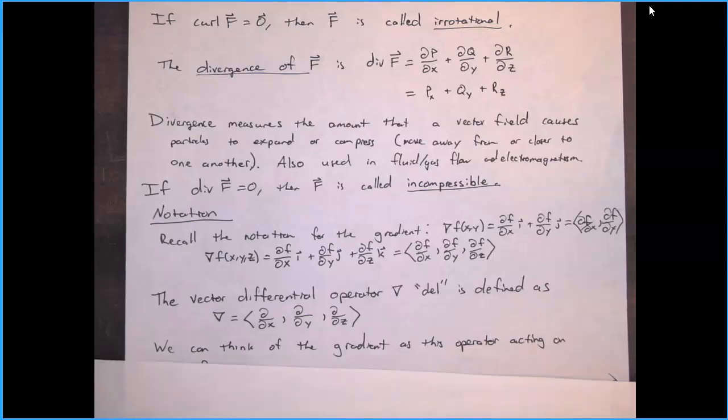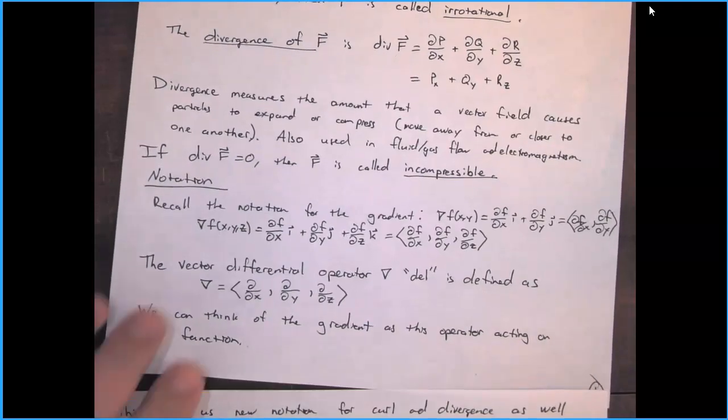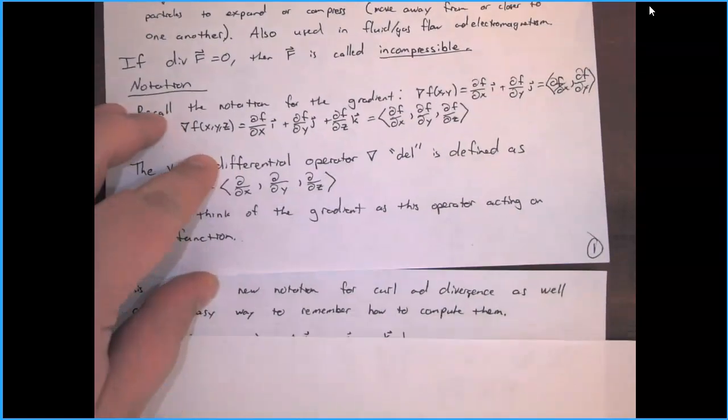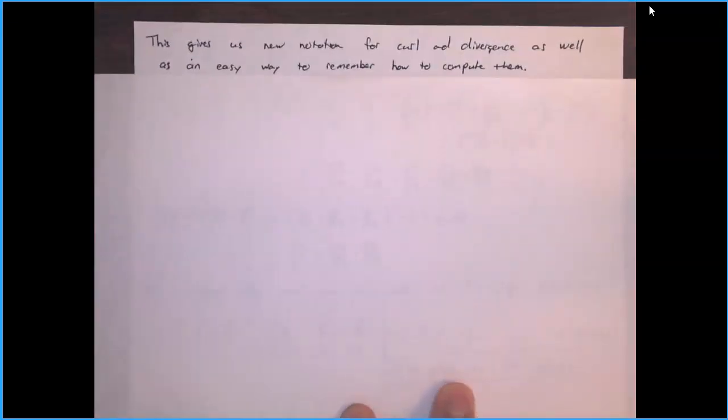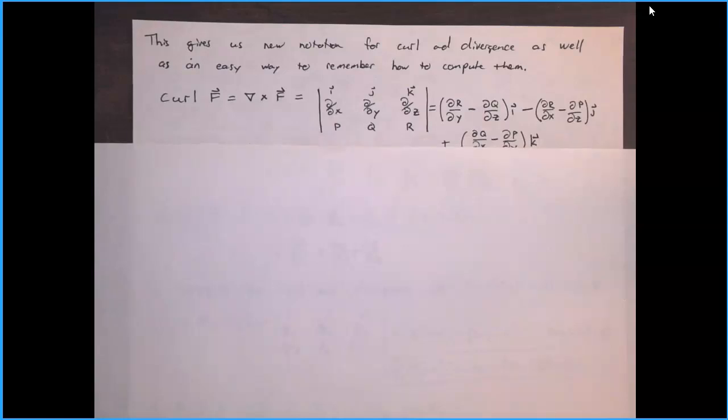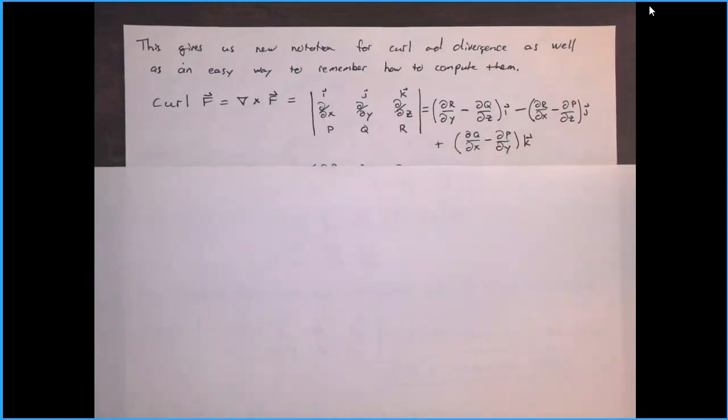Now, defining this as an operator gives us some convenient notation for curl and divergence. So the notation we use to define curl and divergence changes, but it also gives us a way to compute them. So what do I mean by that? I'm going to define curl now.